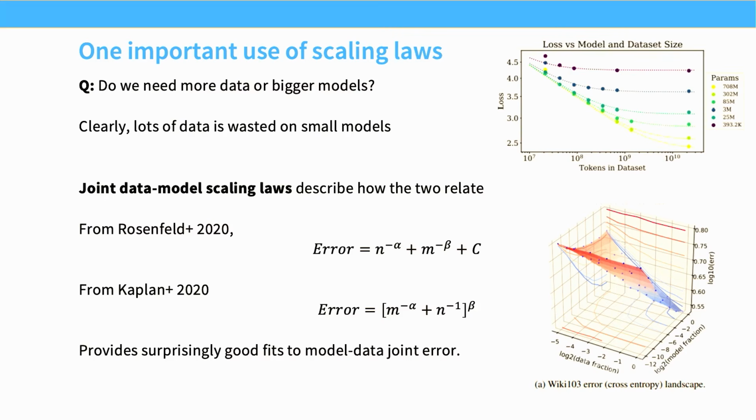And so there are scaling laws that are more advanced and relate joint behaviors of objects. Almost simultaneously, Kaplan and Rosenfeld both proposed these functional forms, which are roughly equivalent, describing how the size of the model and the amount of data relate to the error. Rosenfeld's is very simple. It's really just the sum of two inverse terms. These are two scaling laws that are added together. And Kaplan's is a little bit more complicated, but it's roughly the same idea.